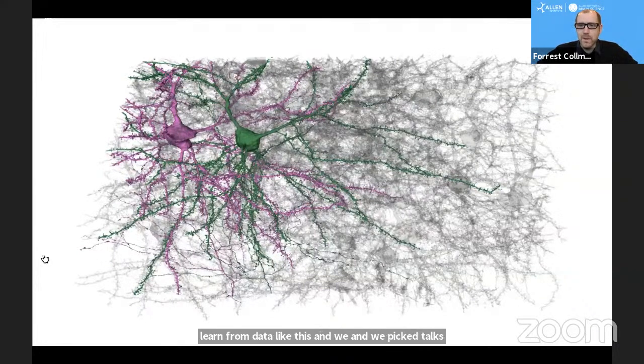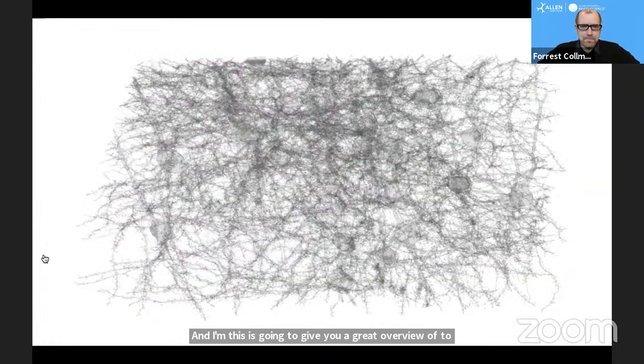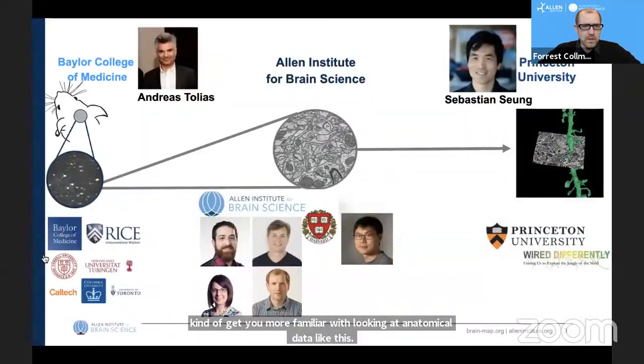JoAnn is going to talk to you about glial biology. Carolyn from Janelia will talk about what she's learned about cilia. Nick is going to talk about what you can learn about mitochondrial organization within cells, as well as what you can learn from analyzing the functional connectivity of these data. And Agnes is going to give you a great overview to get you more familiar with looking at anatomical data like this.